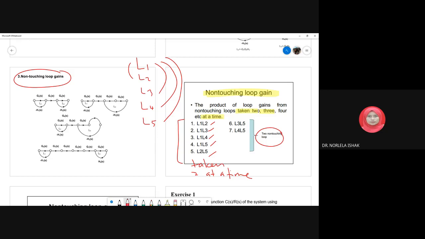Okay, is it we have non-touching loop taken 3 at a time? Ada tak yang tidak bersentuh 3 dalam satu masa? Ada tak? Non-touching taken 3 at a time. Ada ke tak ada taken 3?